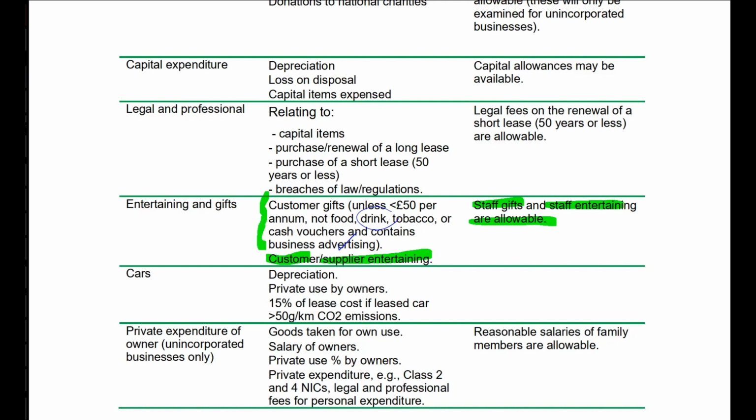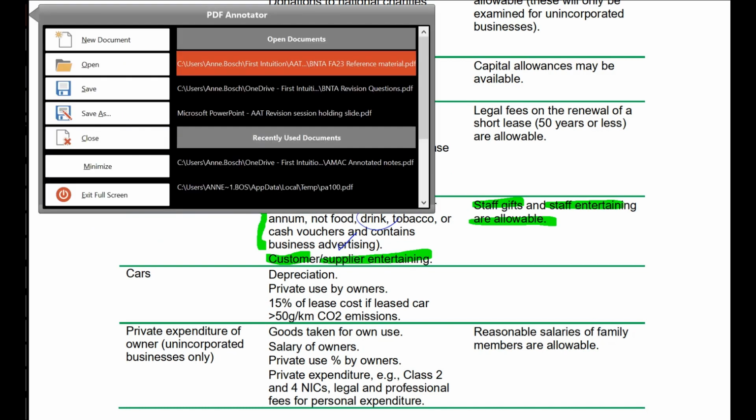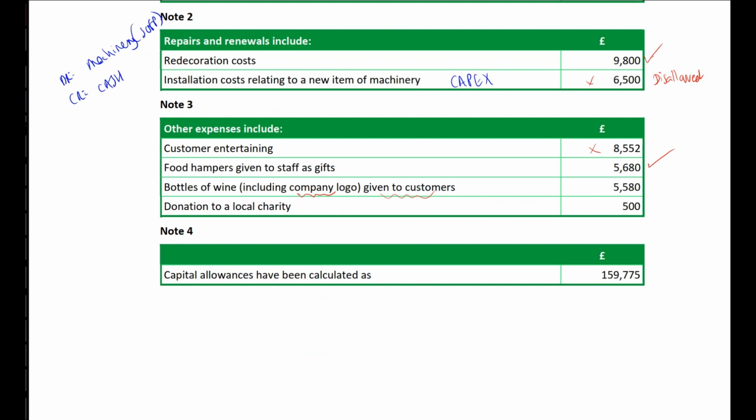And I have to get through every hurdle in order for it to be allowed. So costing less than £50, not food, not drink, not tobacco, not a voucher, and have an advert on. So as long as it meets all those criteria, it's allowed. If it fails to meet any one, not allowed. So a corporate diary or a calendar or a pen, all of those things are absolutely fine, but drink is not. So that will need to be added back on. So let's go back to our question. And the bottles of wine were 5,580 and we're saying not allowed.